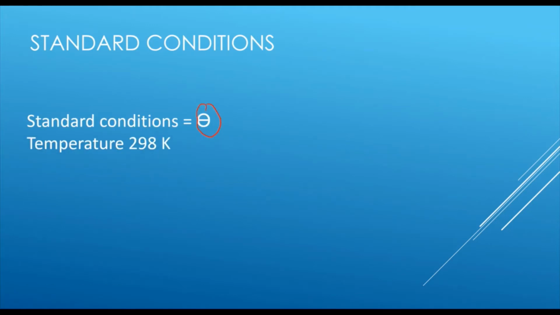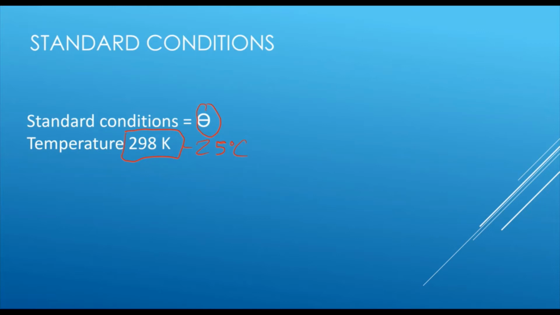Okay, so you need to be aware of the standard conditions. The standard conditions have this symbol and these conditions. The temperature is always 298 kelvins, which is equal to 25 degrees Celsius. Remember that when we're converting from Celsius to kelvins, we add 273 to it. So 25 plus 273 is 298.